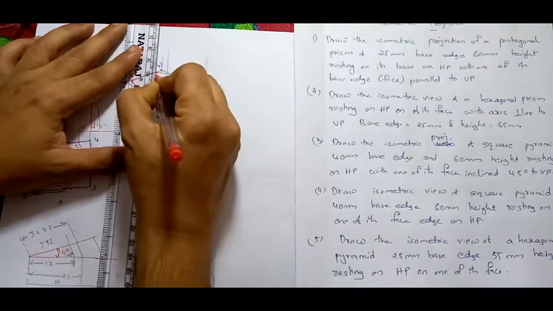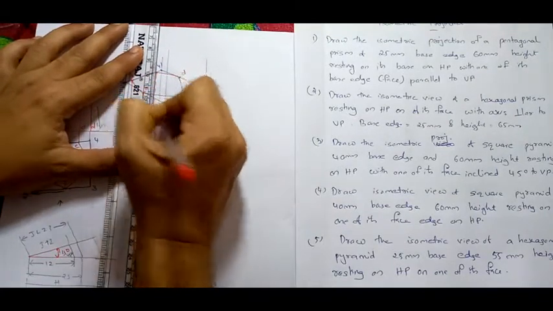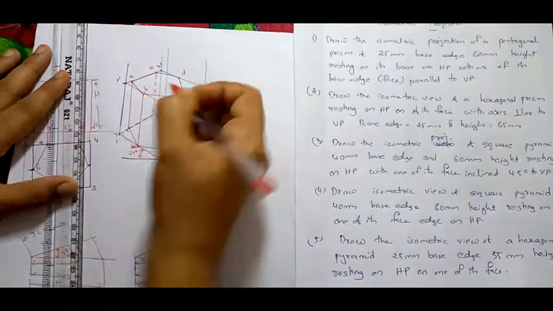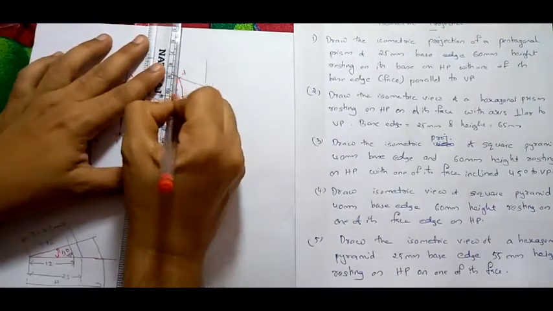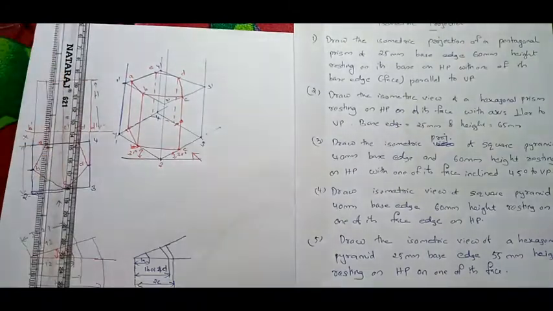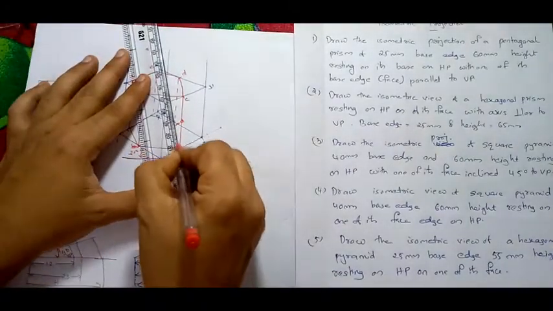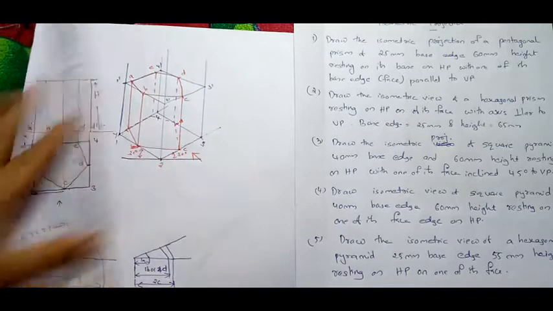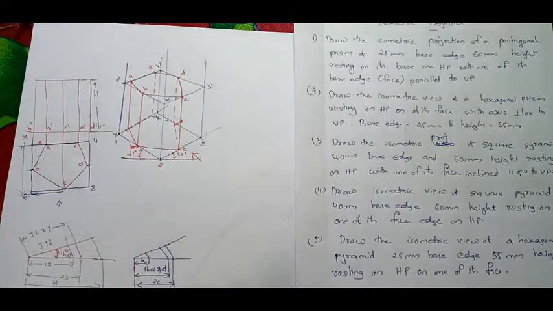Because it is going inside, the dotted line is drawn. Now join these two. Now D also, dotted line drawing. Now join. Now join this edge also. This will be your prism, right? So we have drawn the prism in isometric projection.